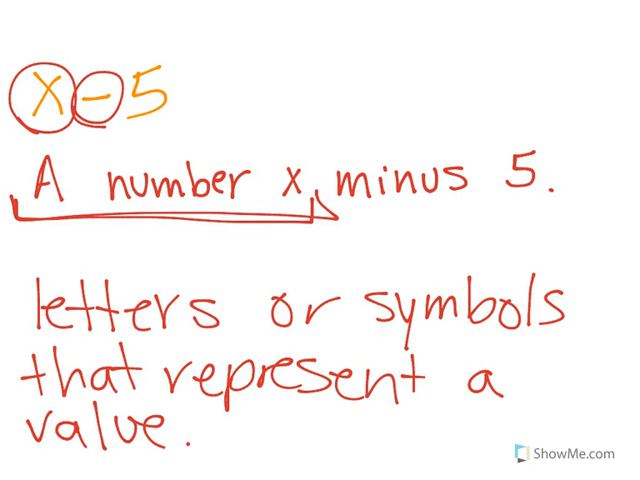So for example, we have x minus 5. We could say that x represents 2, so this would mean 2 minus 5, or it represents a negative 4, so it's negative 4 minus 5. And so x could be anything potentially. When we go to other chapters, you will learn how to find the value for x, but right now we just know it's a variable and it represents a number.